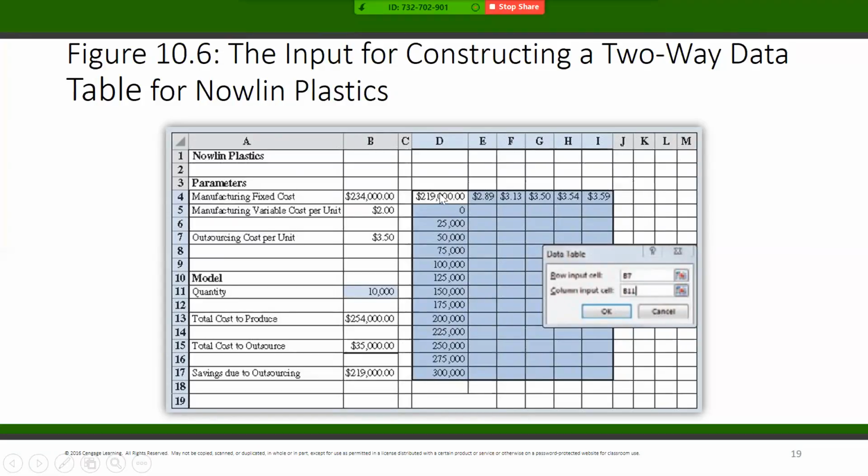Oh, so yeah, this is B17, sorry. Instead of having our quantity here, we've put the savings at that point here. Okay, so that's what we did. I was reading what I was doing wrong here.